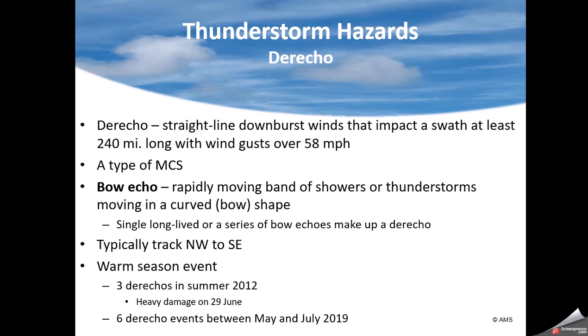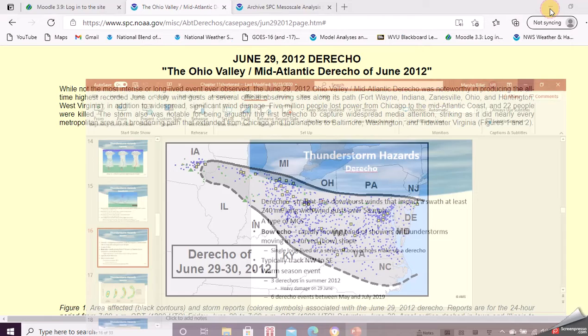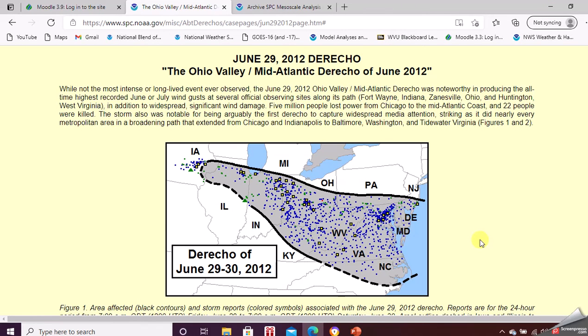Derechos are another type of long-lived wind event that covers miles and miles. So I wanted to show you a derecho quick before we go on here. Here is a derecho that occurred back in 2012. It actually developed up over Iowa and then moved southeast. The thunderstorms developed early in the morning over Iowa and gradually moved southeast.